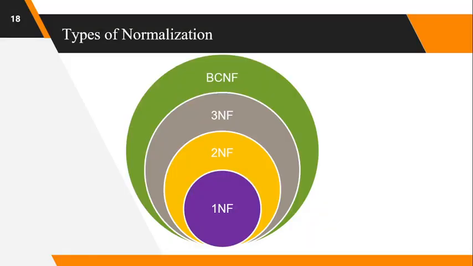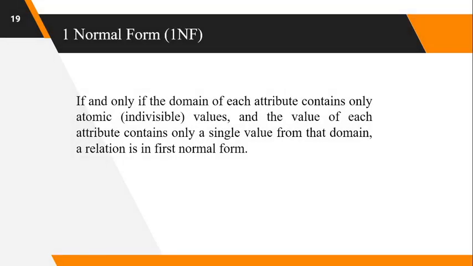Next, let us see the types of normalization. We have 1NF, 2NF, 3NF, and BCNF: first normal form, second normal form, third normal form, and Boyce Codd normal form. In this video, we'll discuss the first normal form. So what is first normal form, or 1NF? If and only if the domain of each attribute contains only atomic, indivisible values, and the value of each attribute contains only a single value from that domain, then a relation is said to be in first normal form.